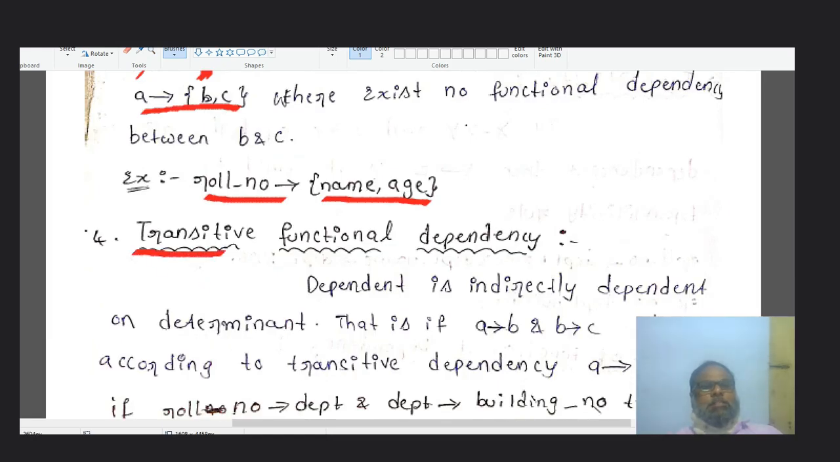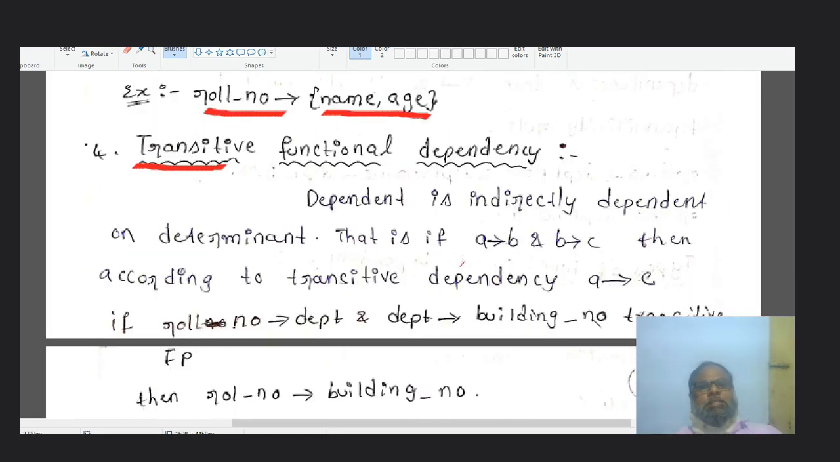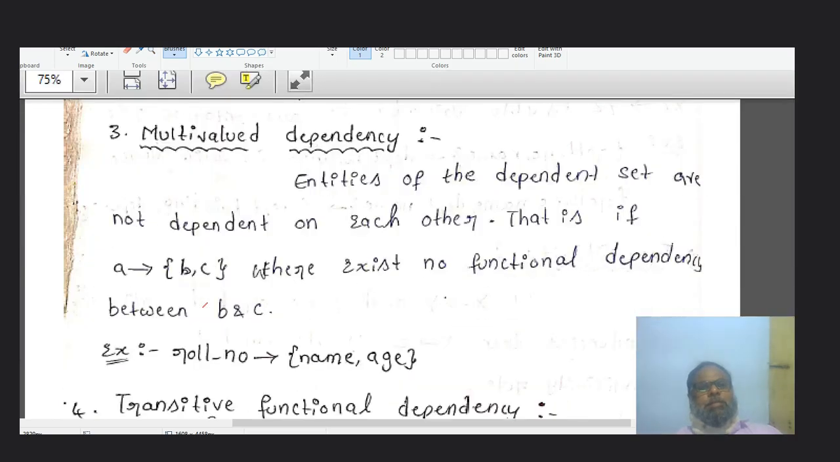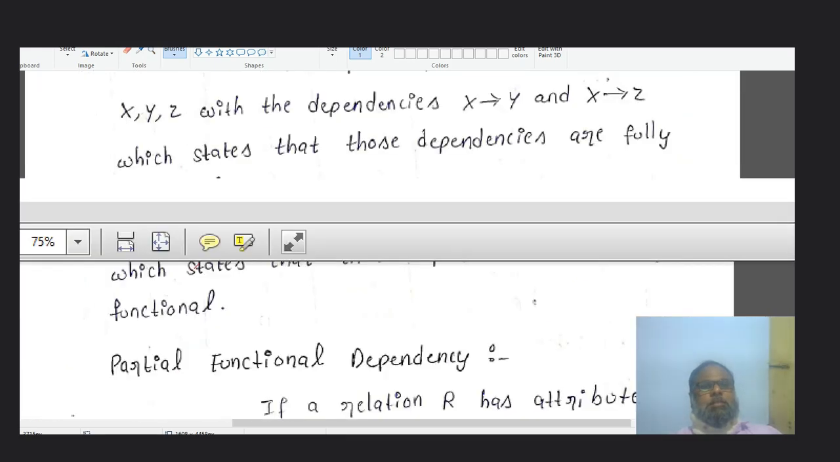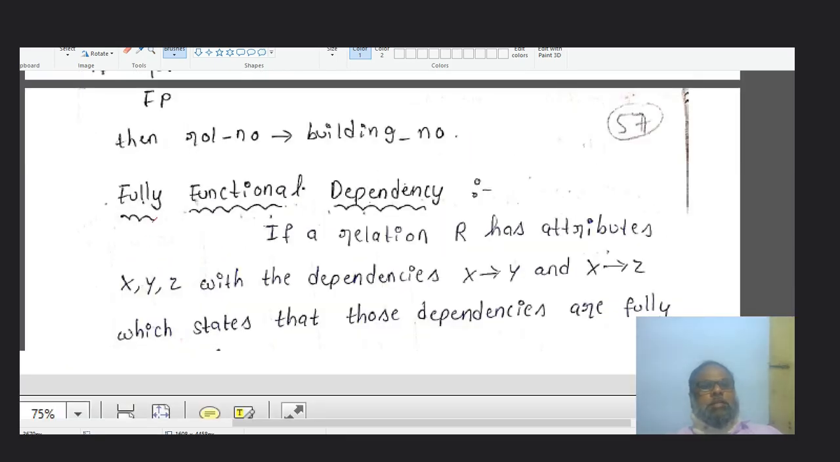Next one, transitive dependency. Transitive dependency is where A arrow B and B arrow C are valid functional dependencies, and this can be written as A arrow C. Observe this example; it was already discussed in the properties, that is the transitive functional dependency property. Next, fully functional dependency.